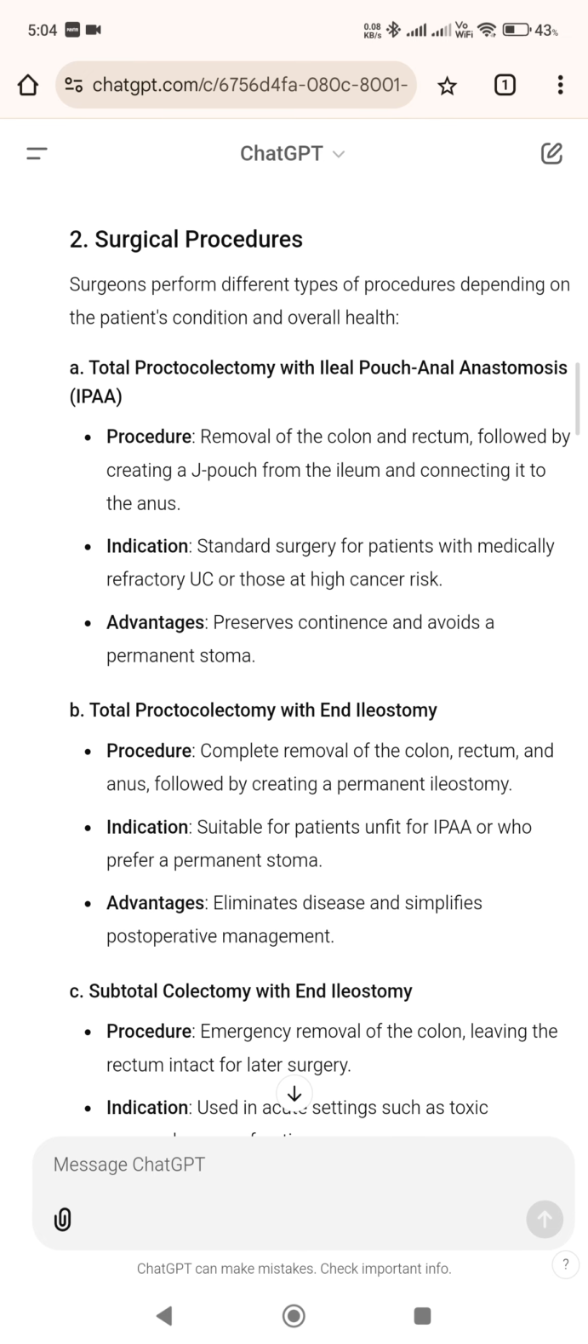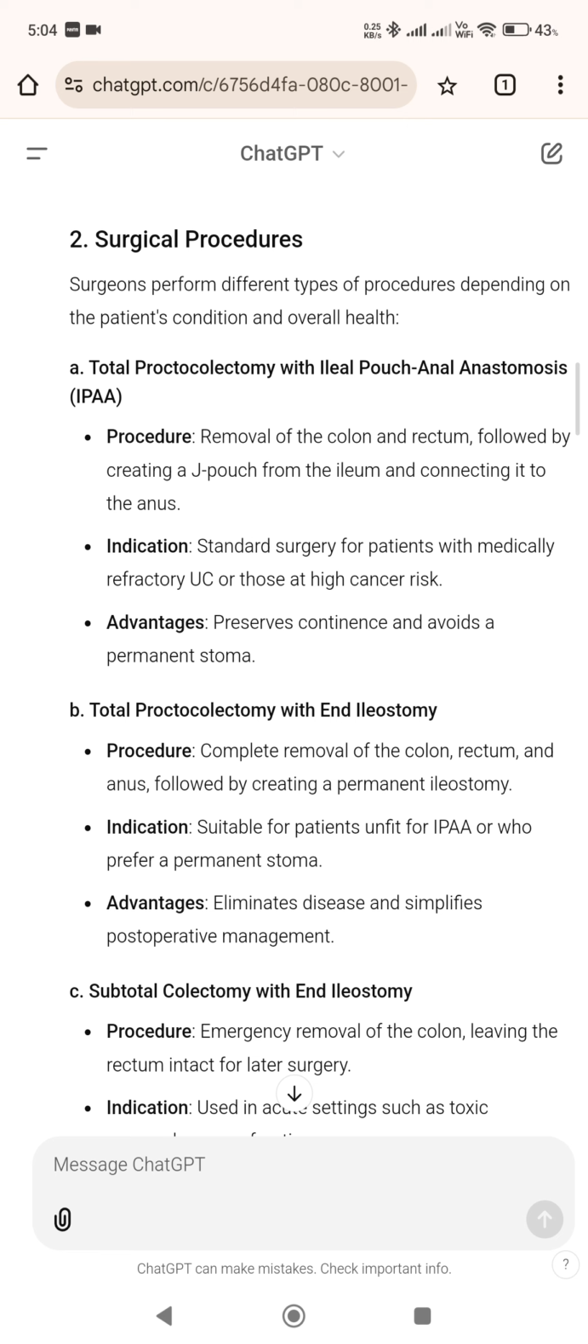2. Surgical procedures. Surgeons perform different types of procedures depending on the patient's condition and overall health. A. Total proctocolectomy with ileal pouch anal anastomosis. Procedure: removal of the colon and rectum, followed by creating a J-pouch from the ileum and connecting it to the anus. Indication: standard surgery for patients with medically refractory UC or those at high cancer risk. Advantages: preserves continence and avoids a permanent stoma.